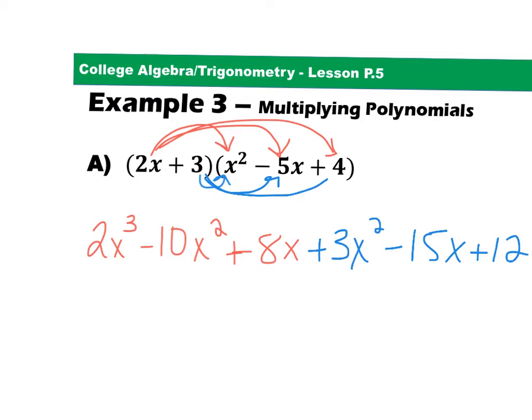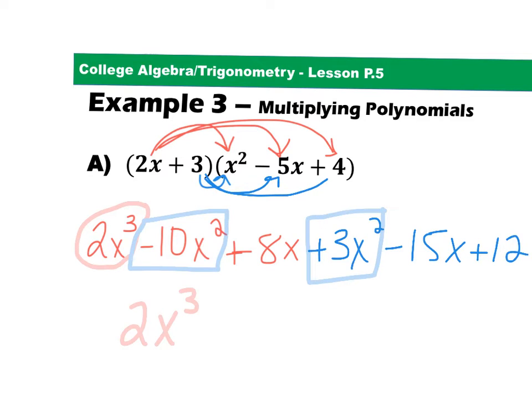So start with the biggest exponent you see. 2x cubed. Is there anything else that has the last name of x cubed? Nope. So just rewrite it. 2x cubed. All right. Then I have what? Okay. Negative 10x squared and 3x squared. So what's negative 10 plus 3? Perfect. Negative 7x squared. And then I have positive 8x and negative 15x.